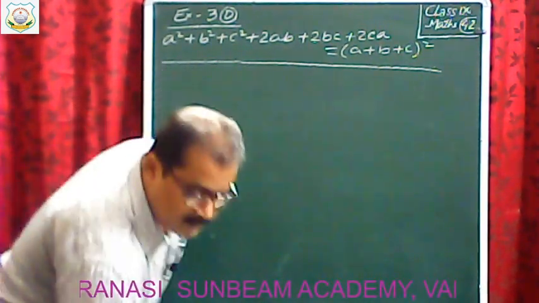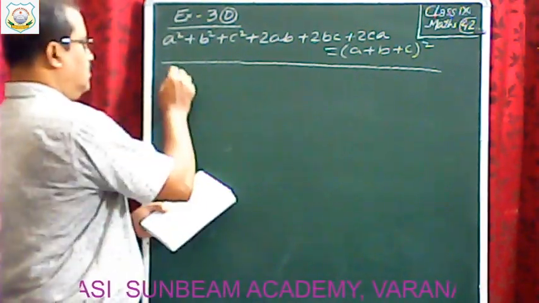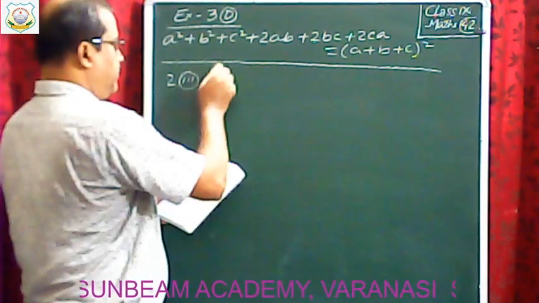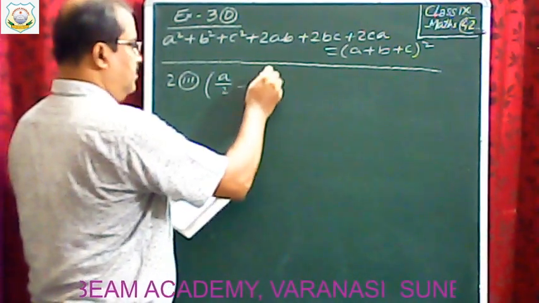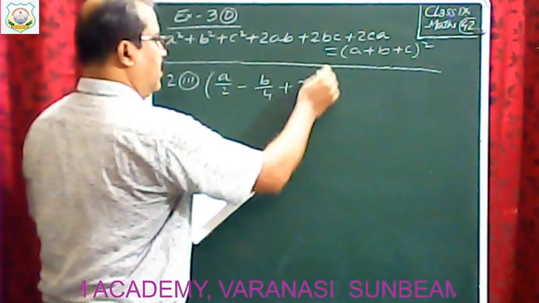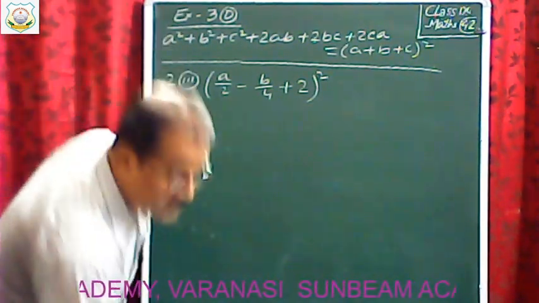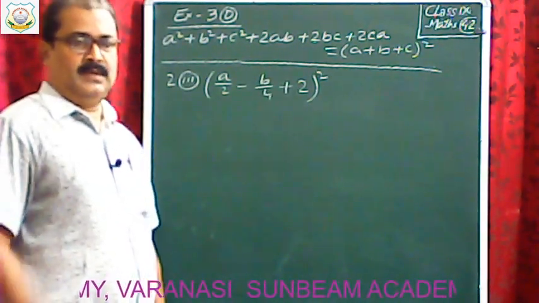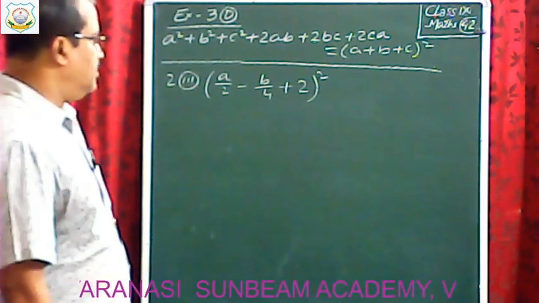Okay. Question number 2, third. That is a by 2 minus b by 4 plus 2 whole square. You have to expand the given expression. Then it is in the form of a plus b plus c whole square. It is the square of a trinomial. So accordingly, you have to proceed.